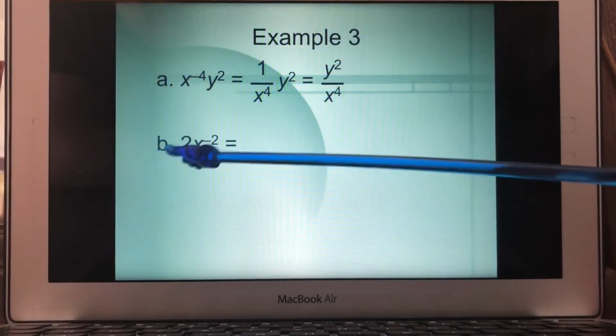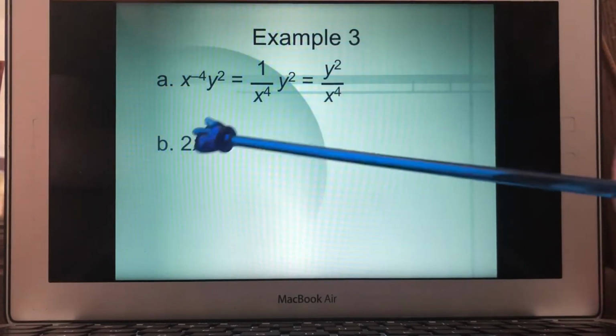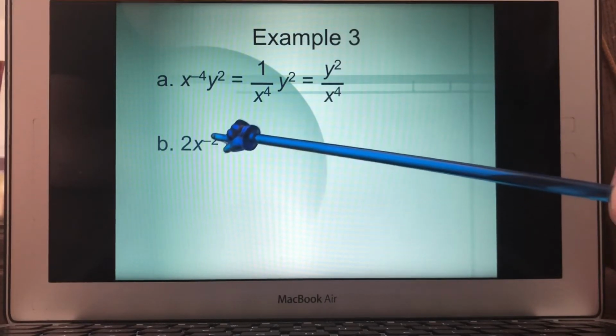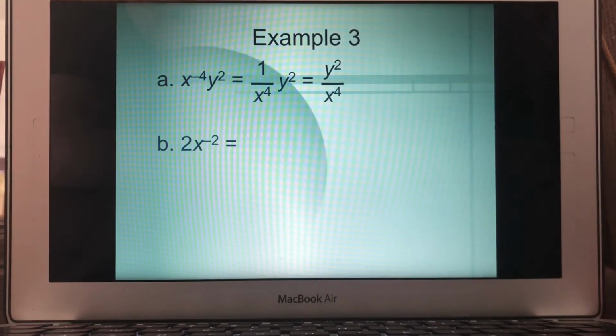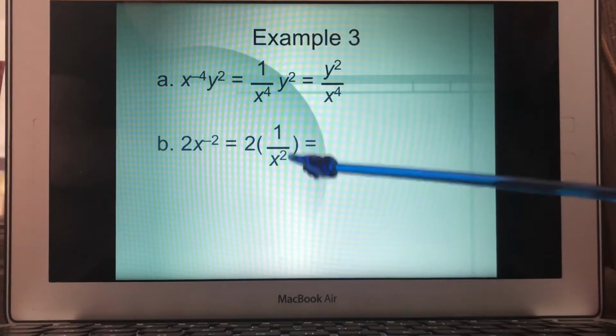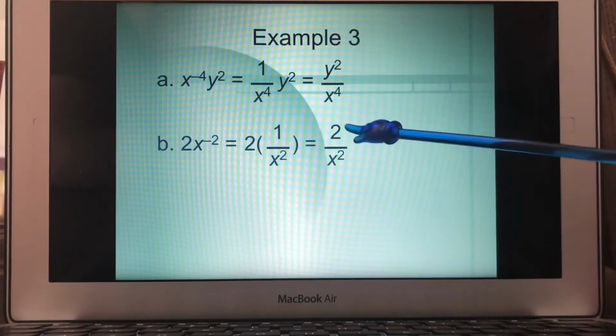All right, now let's take a look here. 2x to the negative 2 power. My 2 stays on the numerator. Then the x to the negative 2 power, I find the reciprocal of it. Flip it, and it becomes 1 over x squared. And then I can just rewrite it simply as 2 over x squared.